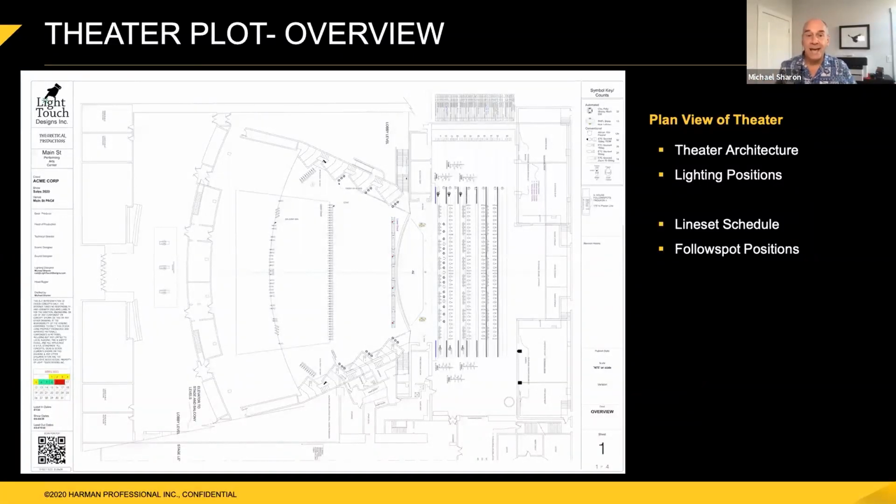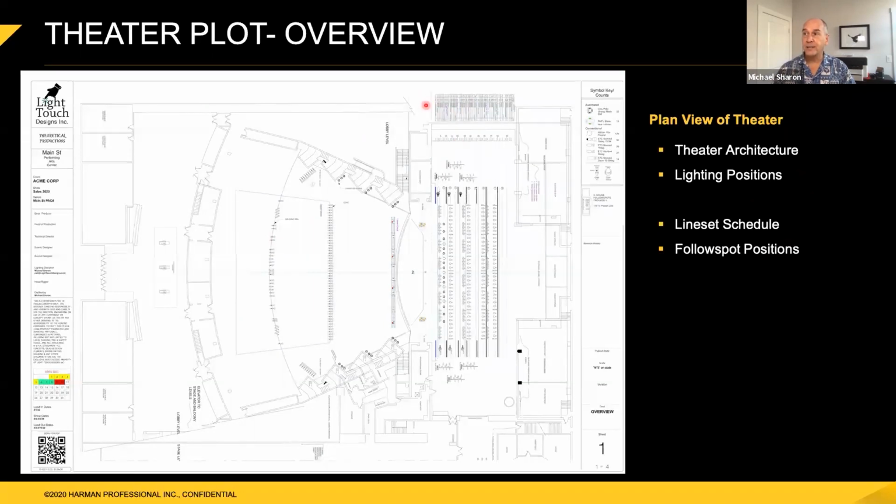So let's look at a typical light plot for a theater. Here I have an overview of the entire space. It gives me a good idea, with a little cursor, I can see I've got follow spots over in this area. I've got my stage space. If I happen to have cameras, or something else in the audience that I need to call out, this gives me a good overview of how everything fits in the space.